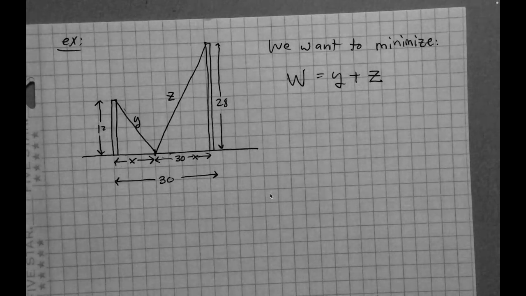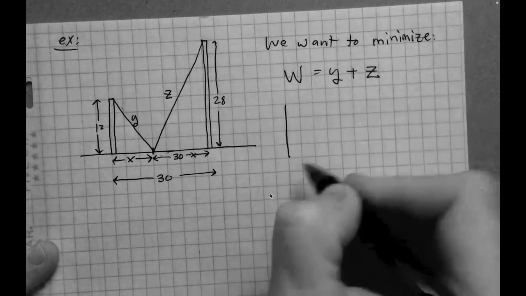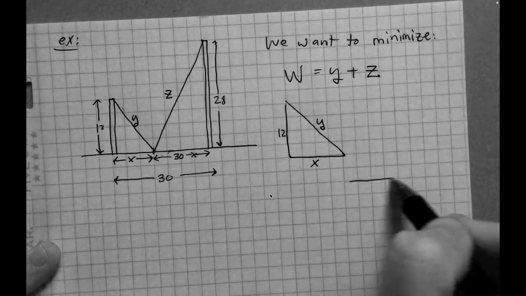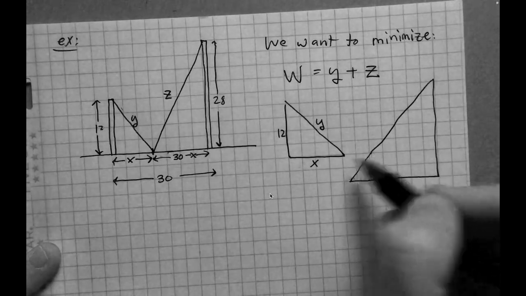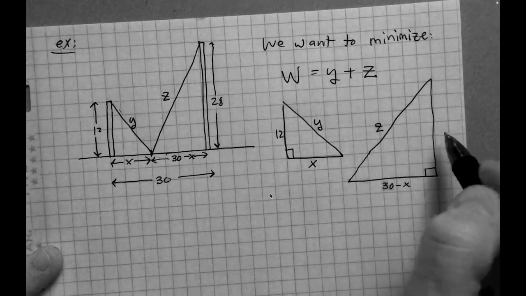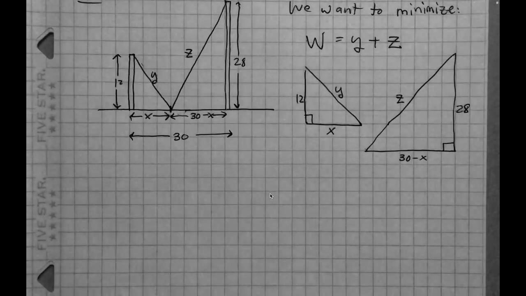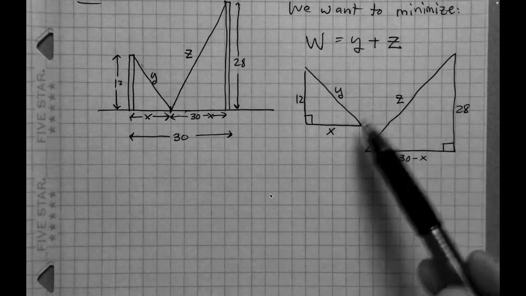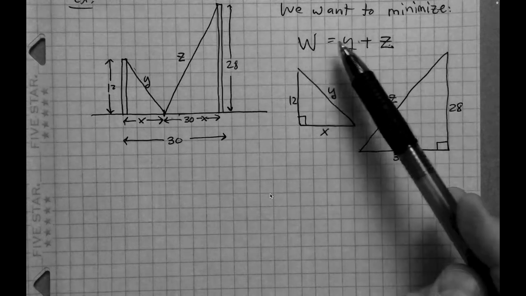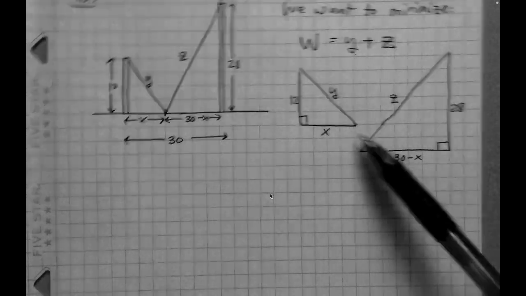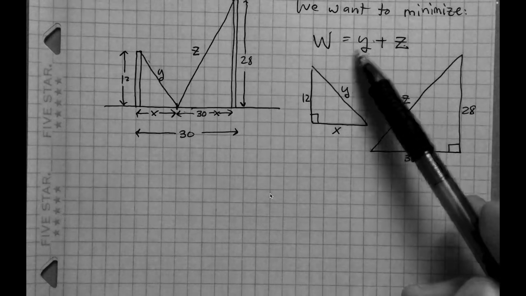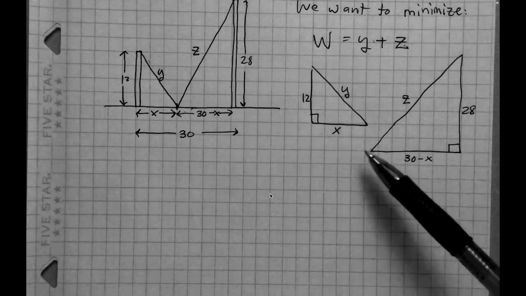Okay. All right, now let's break this down because obviously you will have noticed that we're dealing with some triangles here. So we've got a 12, an X, and a Y triangle, and then we got this other one over here, which they're both right triangles, right? This one is 30 minus X and Z and 28. So the problem here is that Y and Z, we can't do anything with W equals Y plus Z. If W is expressed in terms of X, we could differentiate it and minimize it. But right now we haven't. That's the big challenge, right? We have to recast this expression in terms of x only.